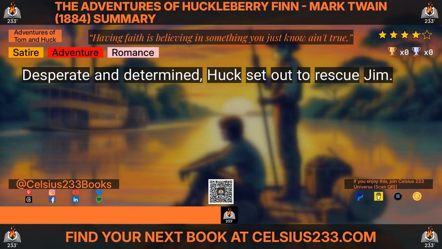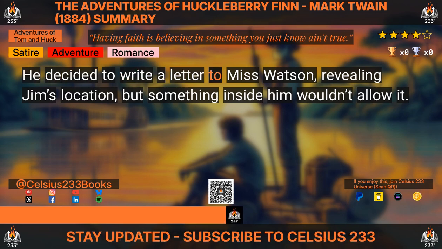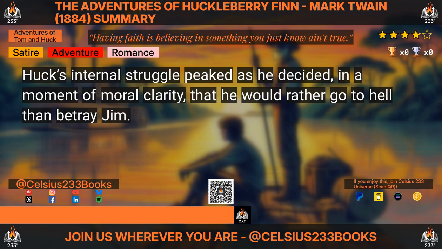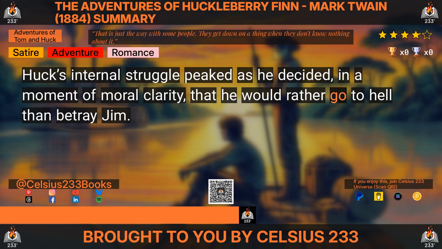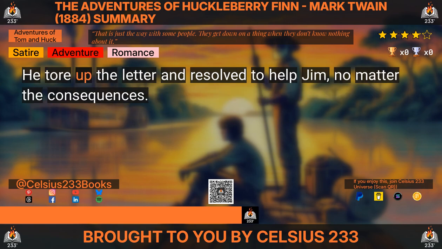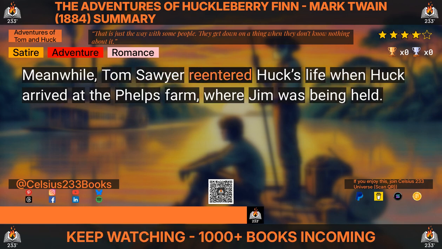Desperate and determined, Huck set out to rescue Jim. He decided to write a letter to Miss Watson, revealing Jim's location, but something inside him wouldn't allow it. Huck's internal struggle peaked as he decided, in a moment of moral clarity, that he would rather go to hell than betray Jim. He tore up the letter and resolved to help Jim, no matter the consequences. Meanwhile, Tom Sawyer re-entered Huck's life when Huck arrived at the Phelps farm, where Jim was being held.